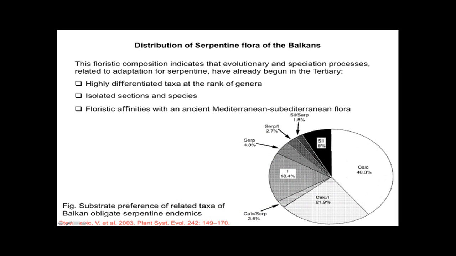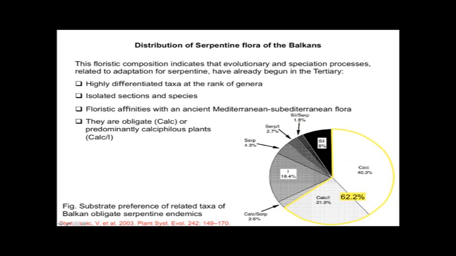Concerning the substrate preference of the relatives of serpentine endemics, they found that most of them, about 62%, grow predominantly or absolutely on calcareous substrates. So the serpentine endemics have evolved from calciphilous species.